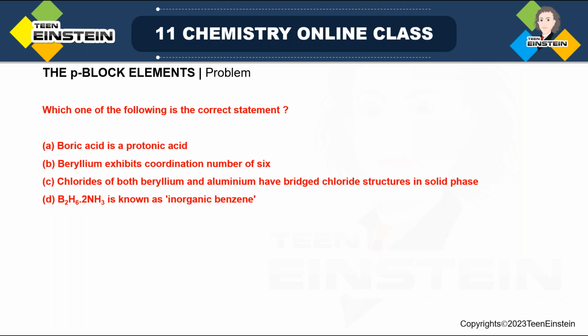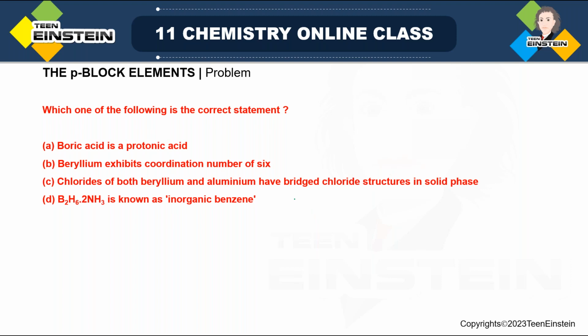Which one of the following is the correct statement? Now this question is not only about aluminium, it also has a boron-containing compound and beryllium. I'm discussing this question now because it is basically a mixture of two chapters, that is, the S block chapter and the P block chapter.